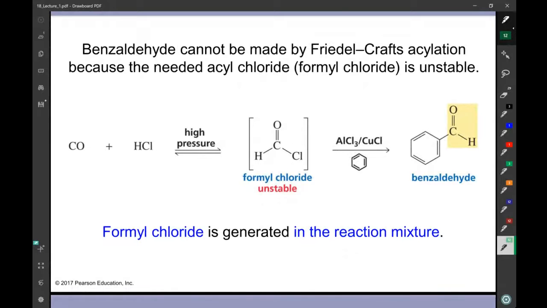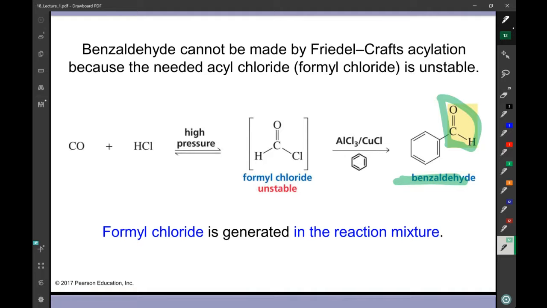Now, benzaldehydes cannot be made by the Friedel-Crafts reaction. Remember, this is what we refer to as benzaldehyde: benzene with the aldehyde group. They cannot be made by the Friedel-Crafts reaction because the acyl chloride, or formyl chloride, is very unstable. And so it has to be made somehow.